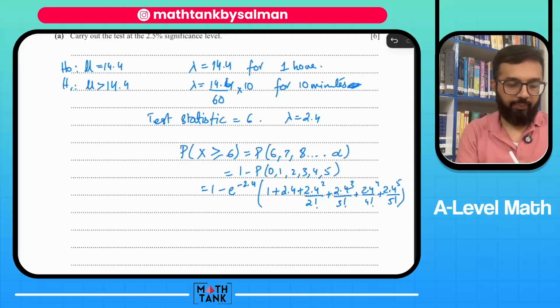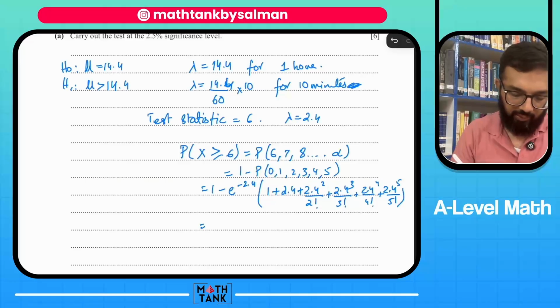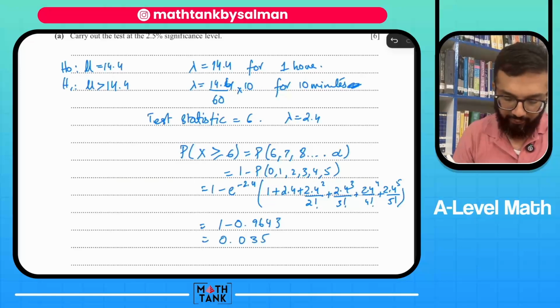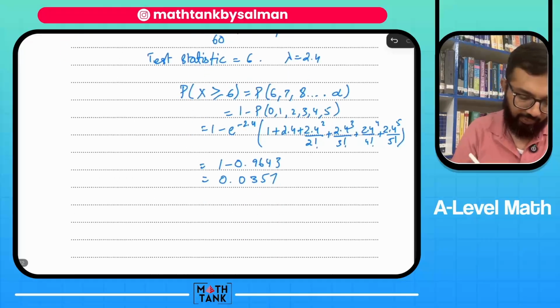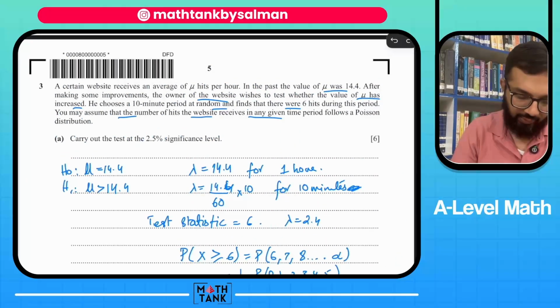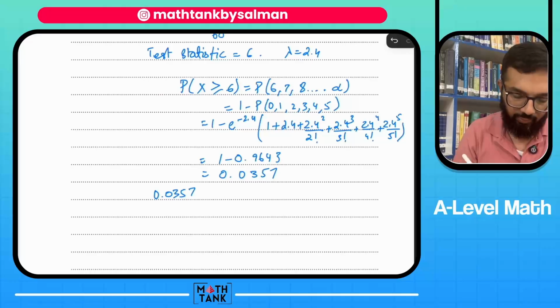Okay, where's Poisson? Variable, accumulate up till 5 and 2.4. Execute. So I'm getting 1 minus 0.9643. So that's 0.0357. Okay, 0.0357 is less than significance level. I think the significance level, no, it's more than significance level. That's 2.5%. So more than significance level.